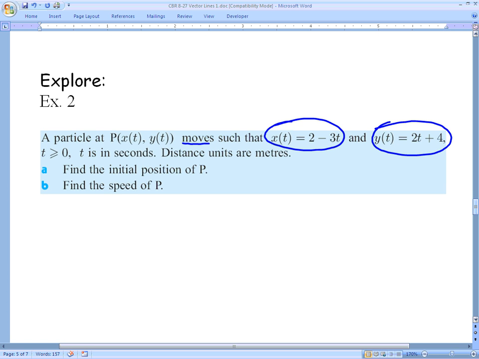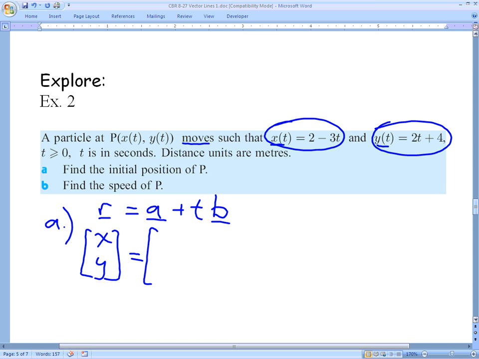Well, the first thing I'm going to do for part A is write this as a vector equation. To start off with, I'll have my r equals a, my initial point, plus t times b, my directional or velocity vector. So for r, we have my x and my y components. So I'll have x, y equals, a is my starting point, which in this case I can see illustrated here with a positive 2 and a 4.